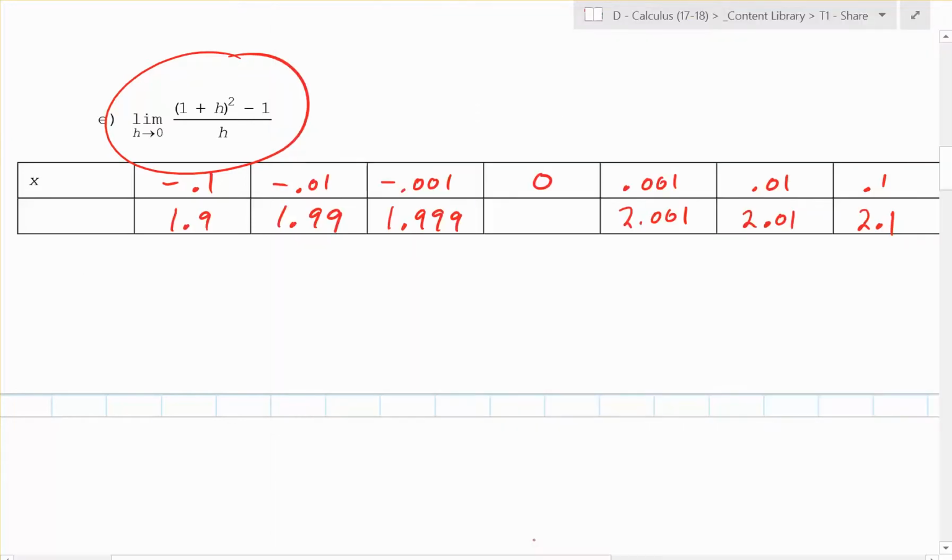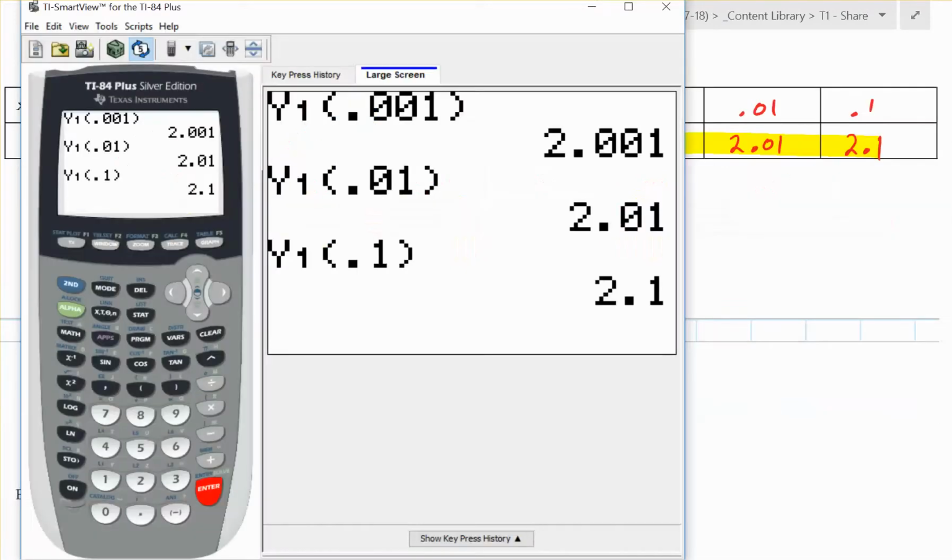So after you use your calculator, you can see that from the left, it looks like it's getting really, really close to 2, and from the right. So this one looks like as it goes to 0 from both sides, it's going to 2 from both sides. So you couldn't plug in 0 into this expression, but using your calculator and filling in the table, you can see that the limit from the left is going to 2 and the limit from the right is going to 2.